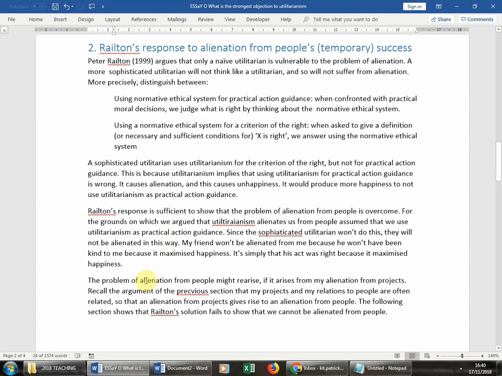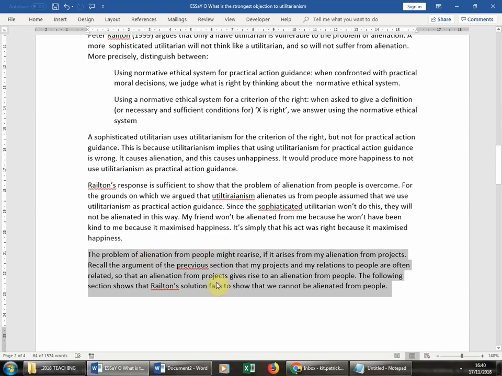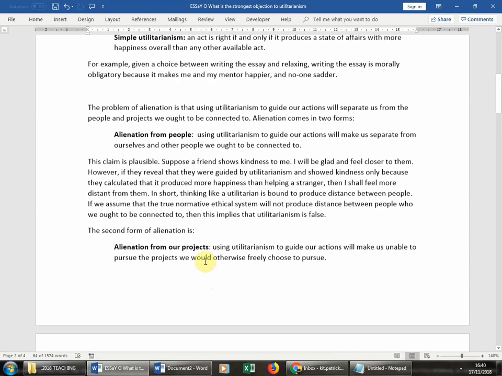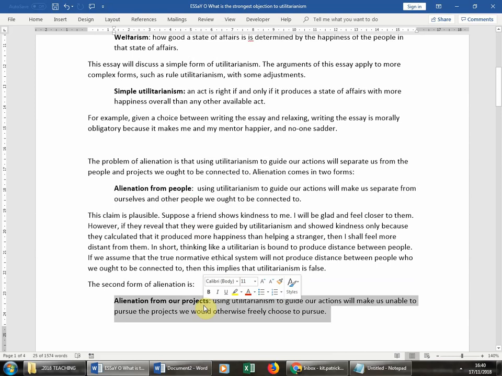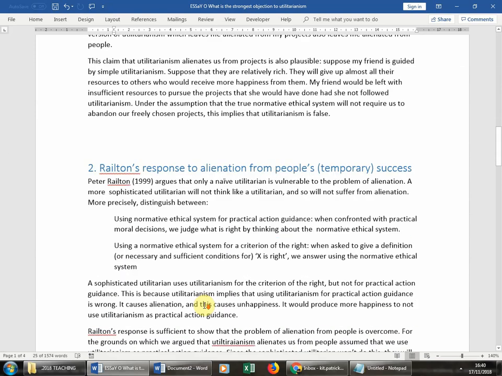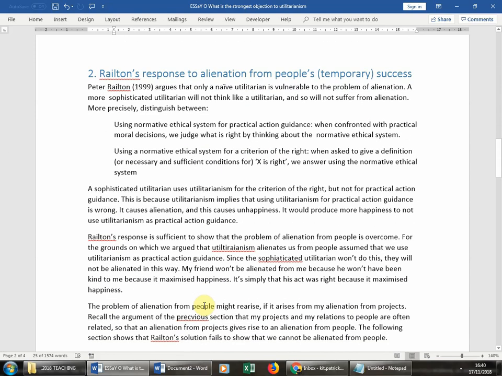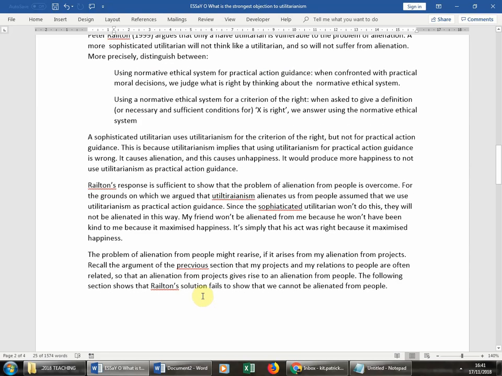The student noticed this problem. They put in this paragraph saying, okay, well, if Railton's successfully responded to this, provided he's successfully responded to this. You don't have to follow the details of that, but they're being reflective. They're trying to find problems in their own argument, and that's just clear from the way that they're writing the essay. So that's excellent work.